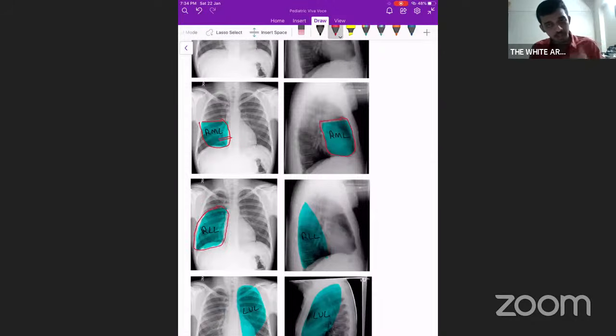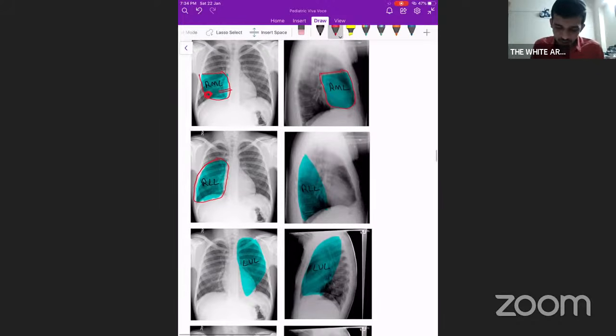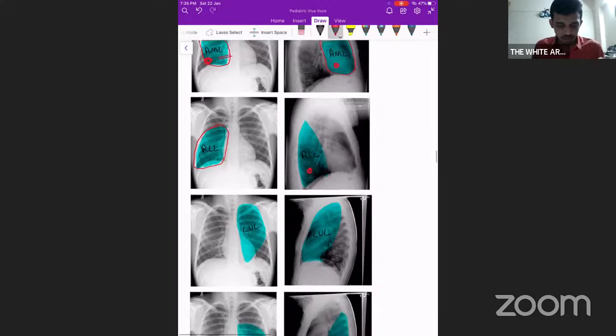Now the advantage of taking a lateral X-ray is when you have a consolidation over here, correct? You don't know whether it is a right middle lobe pathology or a right lower lobe pathology. In that case, if you take a lateral X-ray, you will be able to tell: if the consolidation is over here, it is the right middle lobe; if it is over here, it is the right lower lobe. So this is the advantage of taking a lateral X-ray along with the AP or PA view.